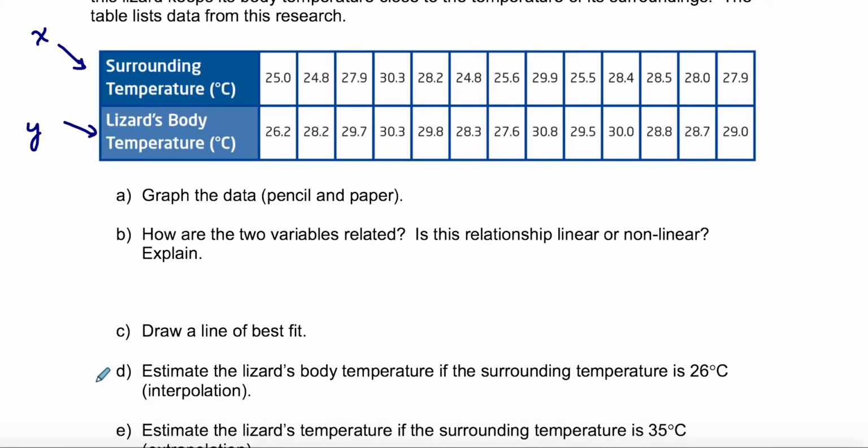So how are the two variables related? Is this relationship linear or nonlinear? I did think that it suggested a linear trend. So as the surrounding temperature increases, the lizard's body temperature increases. And I do think that this is showing a linear relationship.